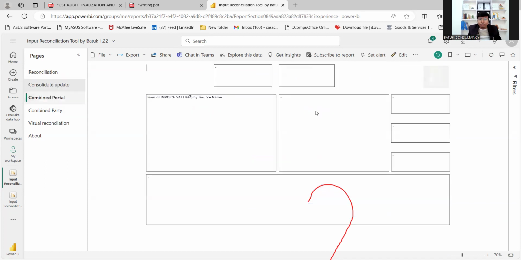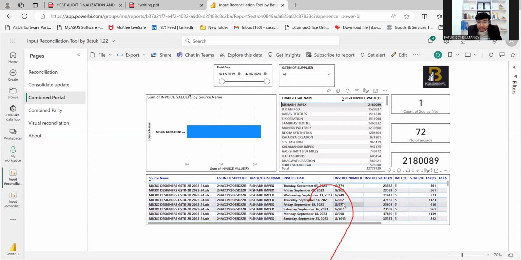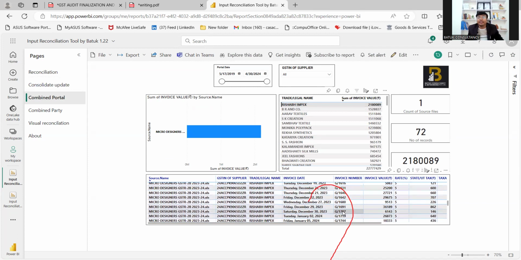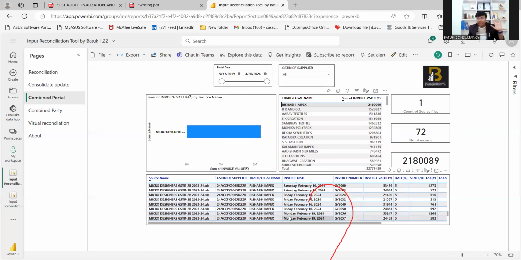Now if you want to check how much amount he has bought from a particular party, how many goods he has bought, suppose I want to know that Rishabh Impacts is the biggest supplier of that particular person. I just need to click on Rishabh Impacts. All the invoices of Rishabh Impacts for the respective period are there in this tab. You can easily track. What will this do? You can easily identify how much goods he is frequently buying from one single person. There are any chances of fake invoicing, any chances of fake transactions. You can easily track the same, and all the invoices related to that will be available.